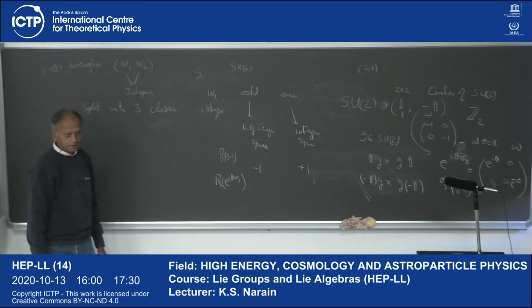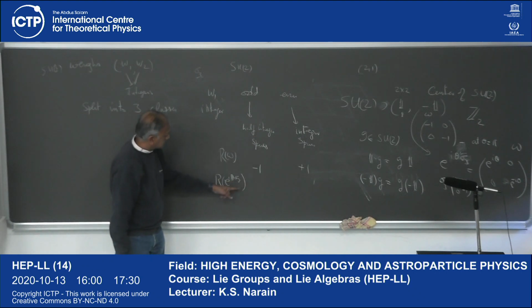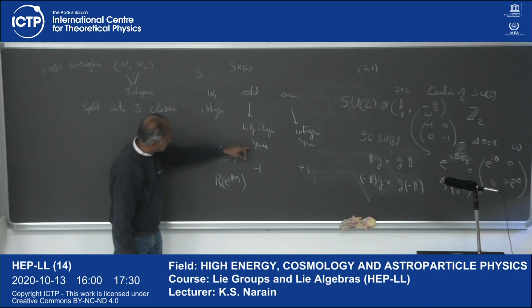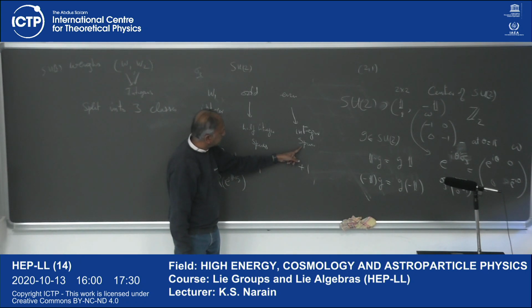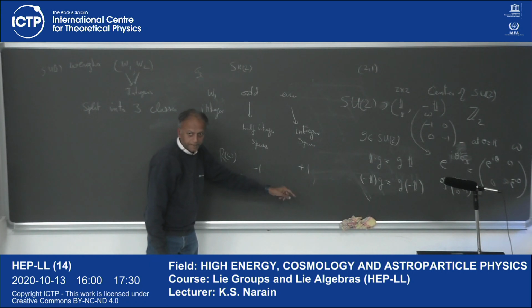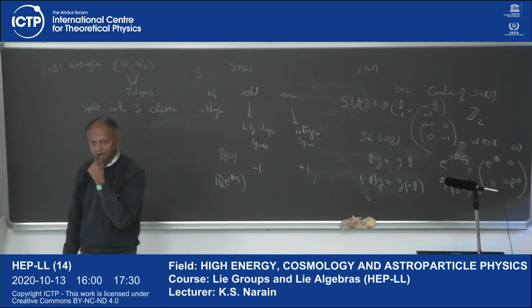Okay, and we know how it acts. So remember, sigma 3 in this representation will be half, half. Sigma 3 in this representation will be 1 and -1, say the fundamental representation, so it acts as -1. But if you take integer spins, then this will be simply +1. Is that clear?